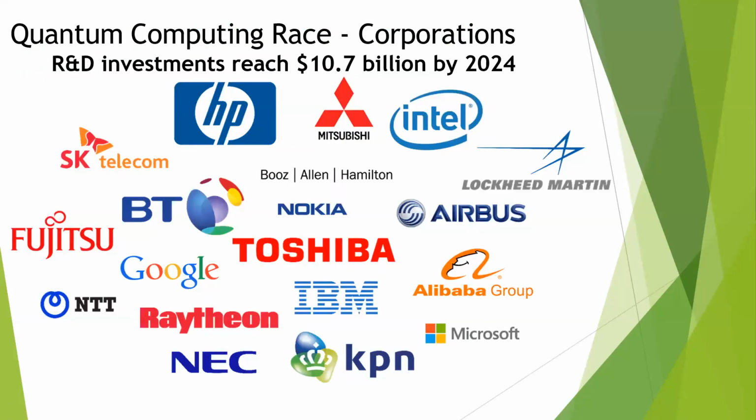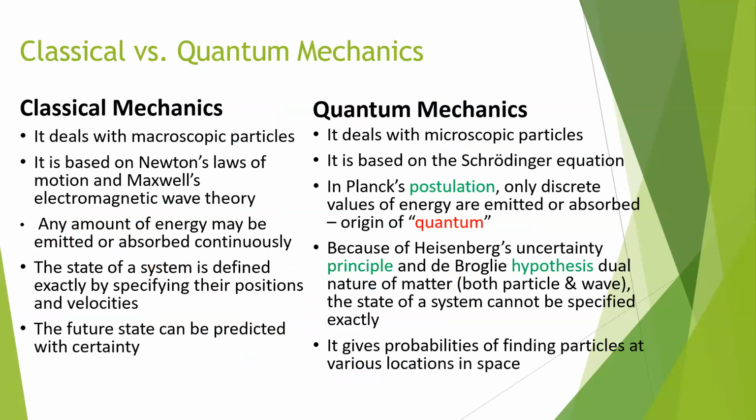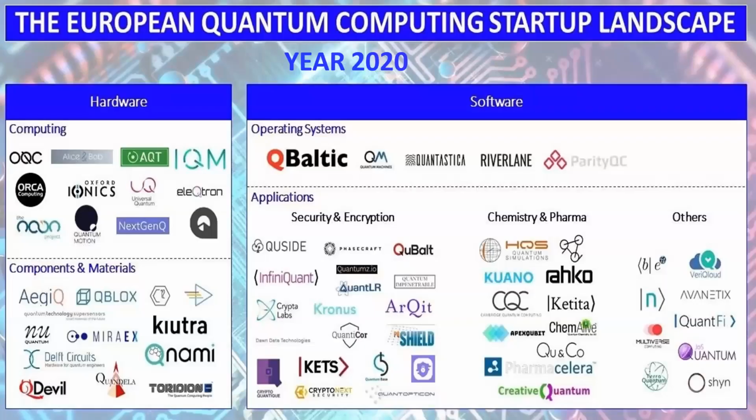These are the quantum computing corporations. These companies are racing amongst themselves. This is the European standards landscape. These are the hardware, generally the components and materials. These are the operating systems based on quantum computing. These are the applications in different fields, that is chemistry and pharma, security and encryption. We will go through that.